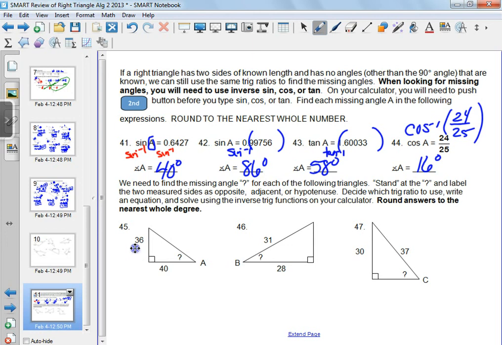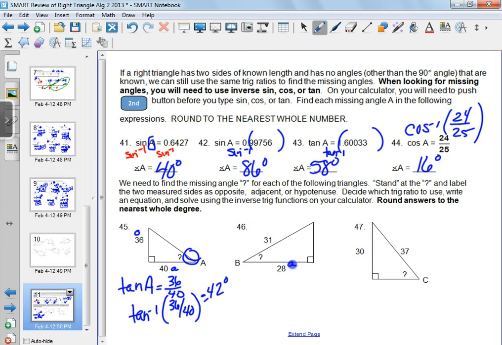So 45, 46, 47, you have to think about what you have. If this is your reference point, I usually call this angle theta, which is a Greek letter we use for angles in trig. We have opposite and we have adjacent, so I'd have to set up the tangent of, we can call it A instead of theta, is 36 over 40. So on my calculator, I would type in the inverse tangent of 36 over 40. And looks like angle A is 42 degrees, because it wants us to round to the nearest whole degree.